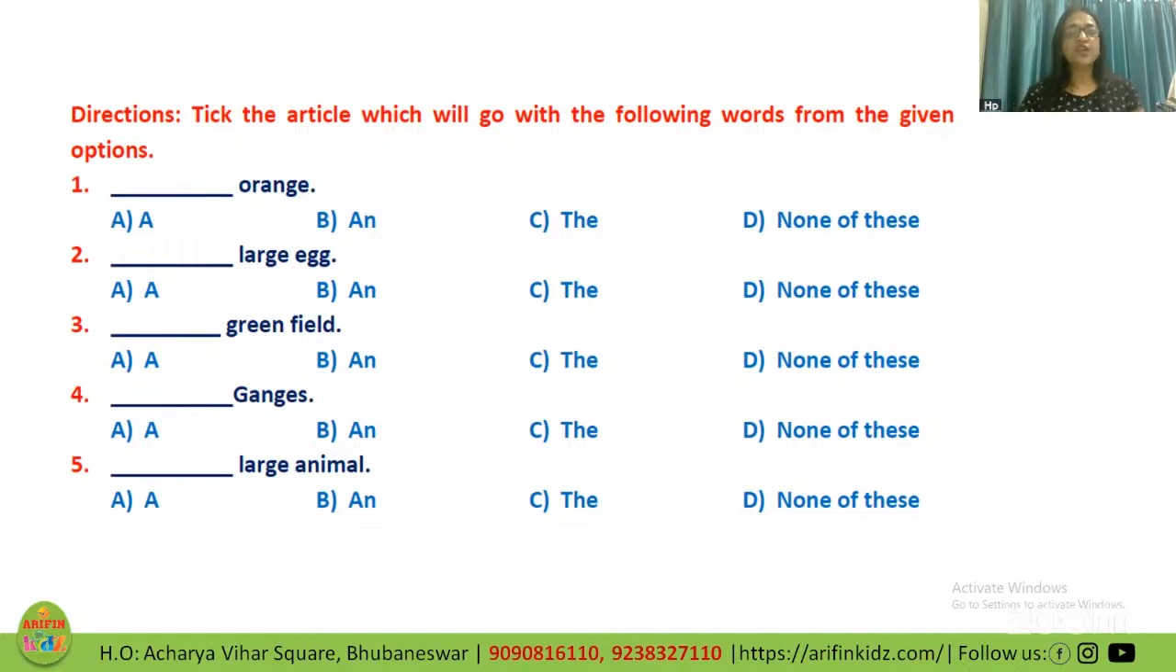Let's come to question number 2. Dash large egg. Give me the answer, option A, B, C, D. Which option? Trupti, 2A. Okay. Amrita, A. Shivani, A. Thank you. It is all large egg. We all know that. So the correct option is option A.